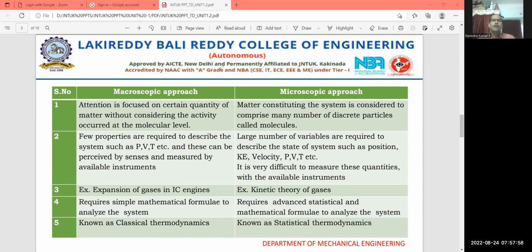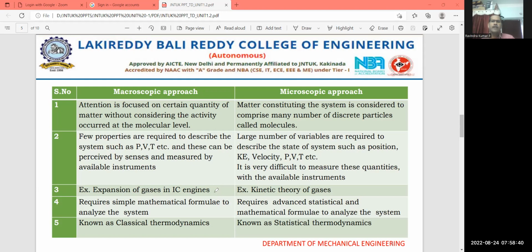In a macroscopic approach, the attention is focused on a certain quantity of matter without considering the activity occurring at the molecular level. But in the microscopic approach, matter constituting a system is considered to comprise a large number of discrete particles called molecules. In a macroscopic approach, few properties are required to describe the state of a system, whereas a large number of variables are required in the microscopic approach, such as position, kinetic energy, velocity, PVT, etc. It is very difficult to measure these quantities with available instruments.